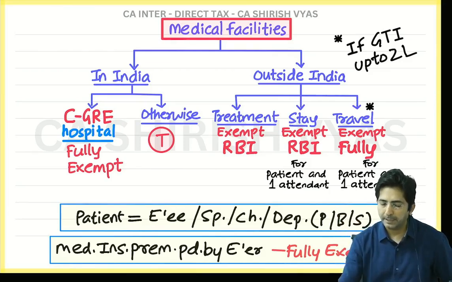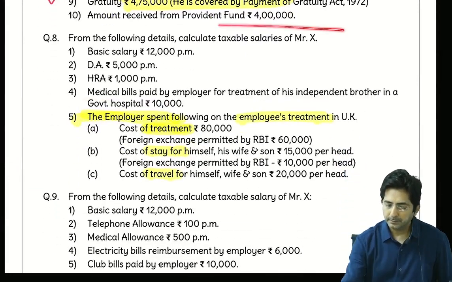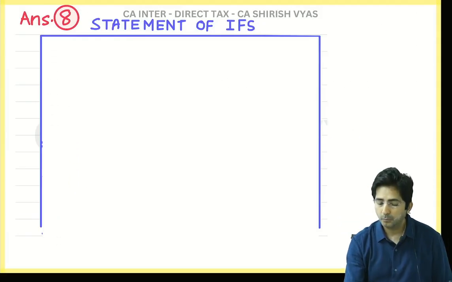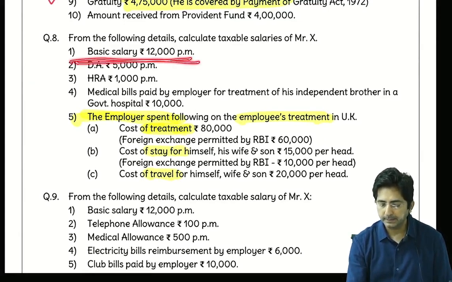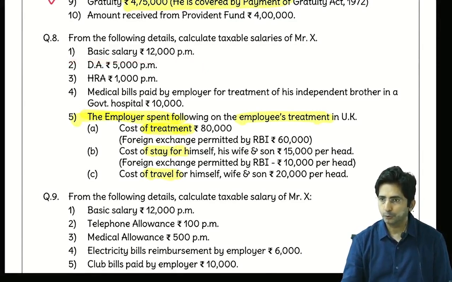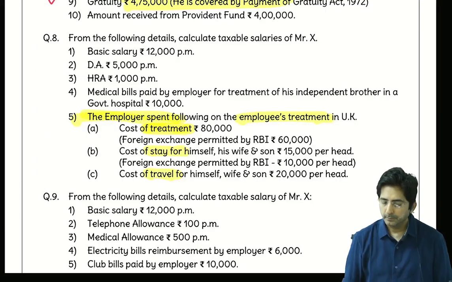So we want to see how to work out that gross total income. So for that we will take this question. It is question number 8. Keep the statement ready. Okay, now read. What is the first point? Basic salary. And see, here he is not retiring, so you will take full 12 months. So 12,000 into 12, that comes to 1,44,000. Next is DA. 5,000 into 12, fully taxable.